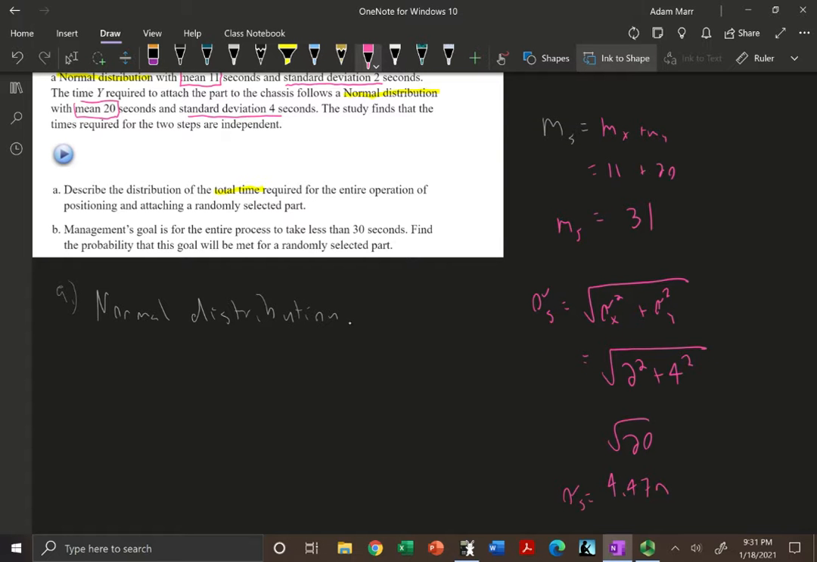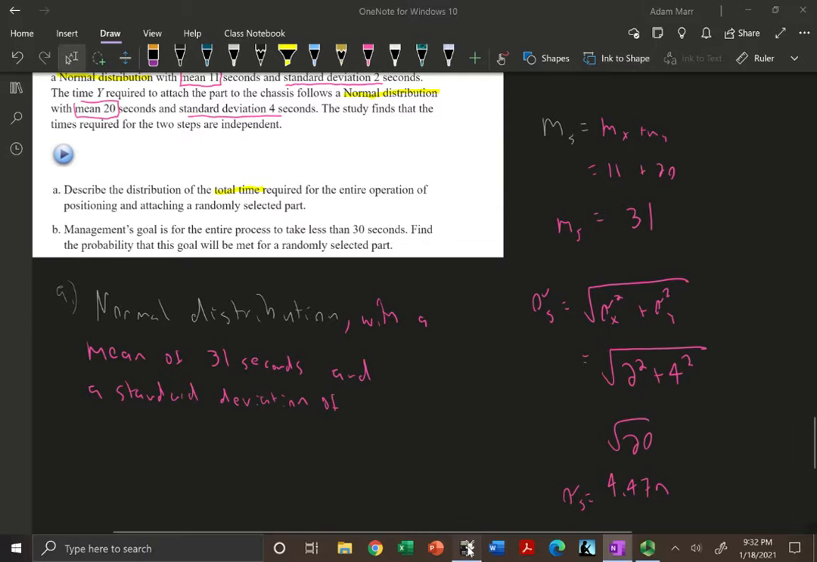Okay, so it's a normal distribution with a mean of, now this is in seconds, a mean of 31 seconds and a standard deviation of 4.47. What was it? 4.472, right? Sorry about that. 4.472 seconds.